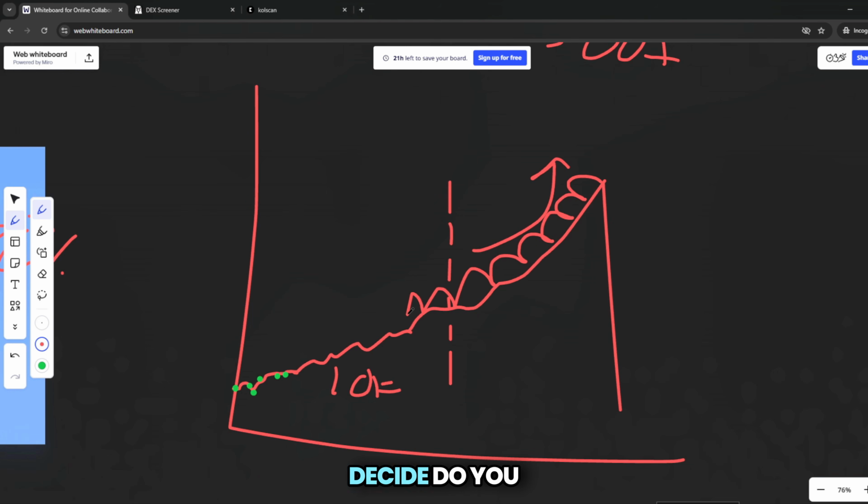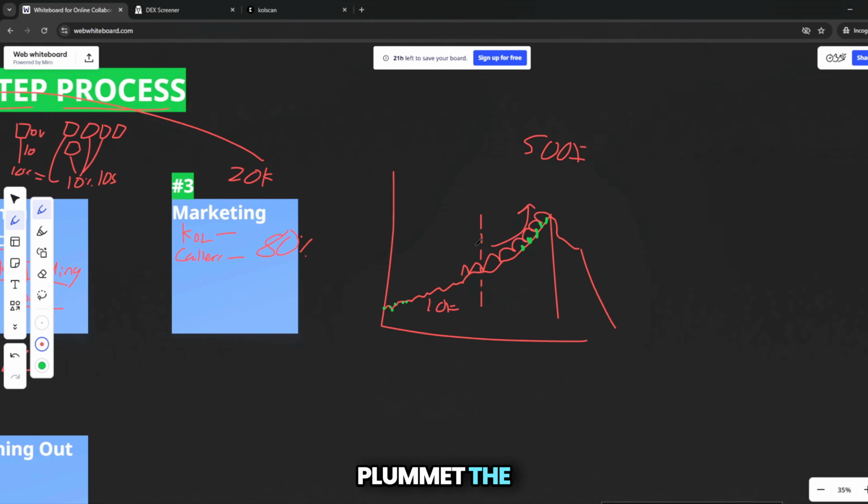And you have to decide, do you want to sell at 200k market cap, or do you want to keep holding and push the price higher? Or you want to do a soft rug where you slowly sell each wallet little by little until the graph starts going down, and then you can sell everything and plummet the price further.